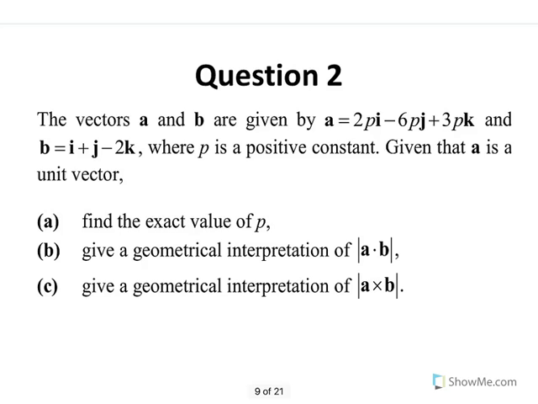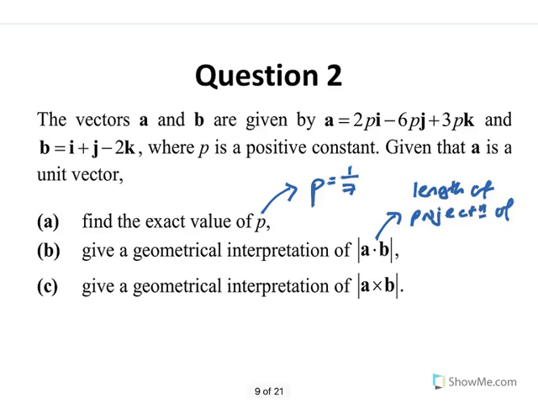You notice this one actually was in the Monday quiz. Answer, very quickly. For this one, P will be equal to 1/7. A dot B is the length of projection of B onto A. Do you all know why?